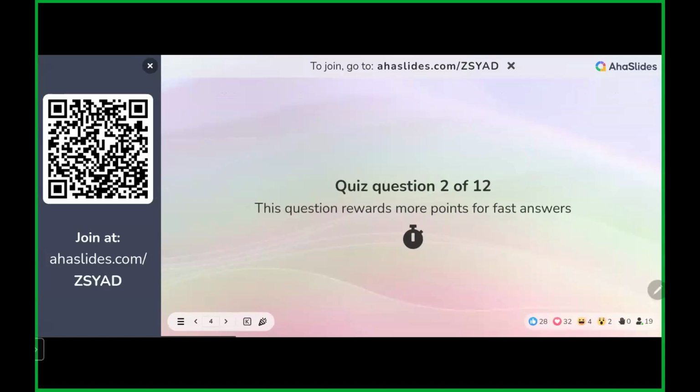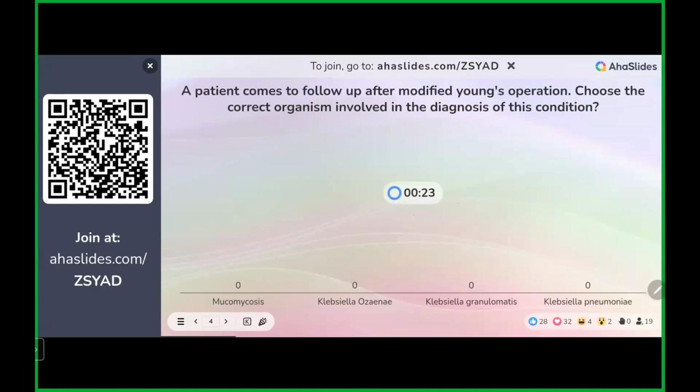Next question in front of you now. A patient comes to follow up after modified Young's operation. Choose the correct organism involved in the diagnosis of this condition.